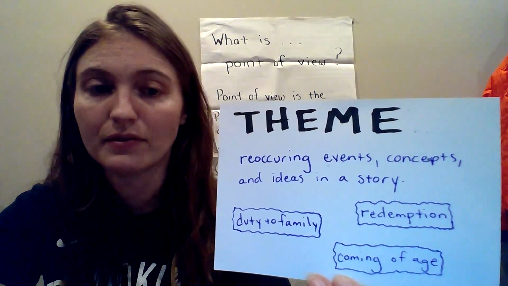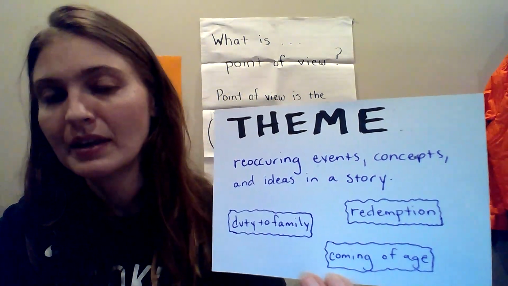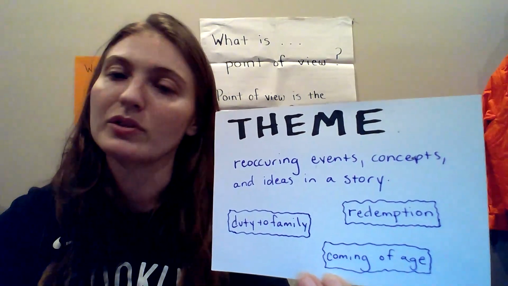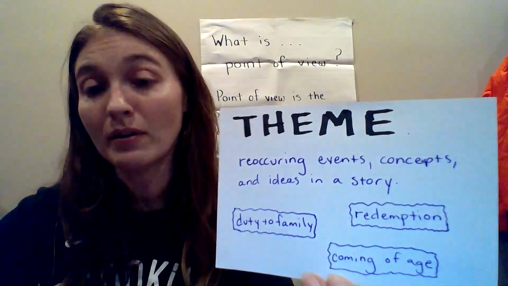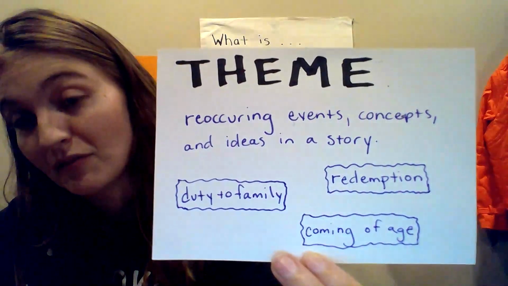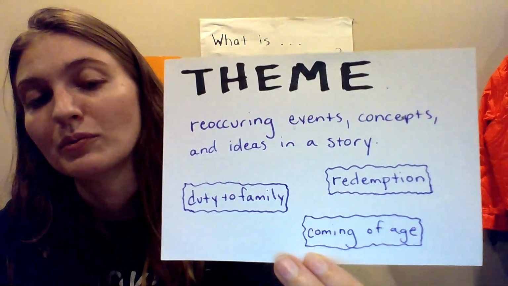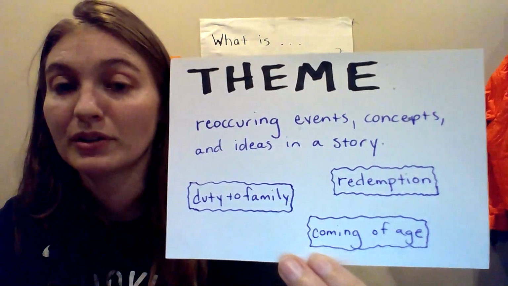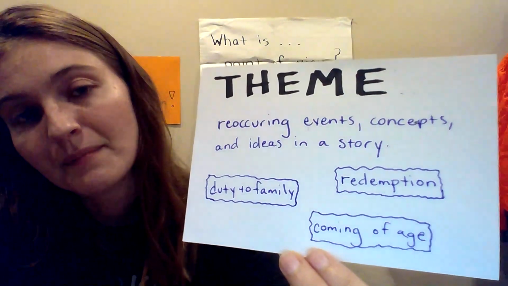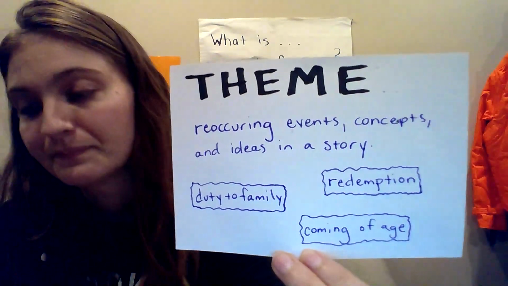And because that was their source of survival, she had a very strong duty to family that she battled with throughout the entire novel. We also have themes like redemption, and themes like coming of age, books which are very popular for your age because you are coming of age. So it would be advised to read more books that are similar to your journey, your own character arc, if you will. Okay? That is theme.